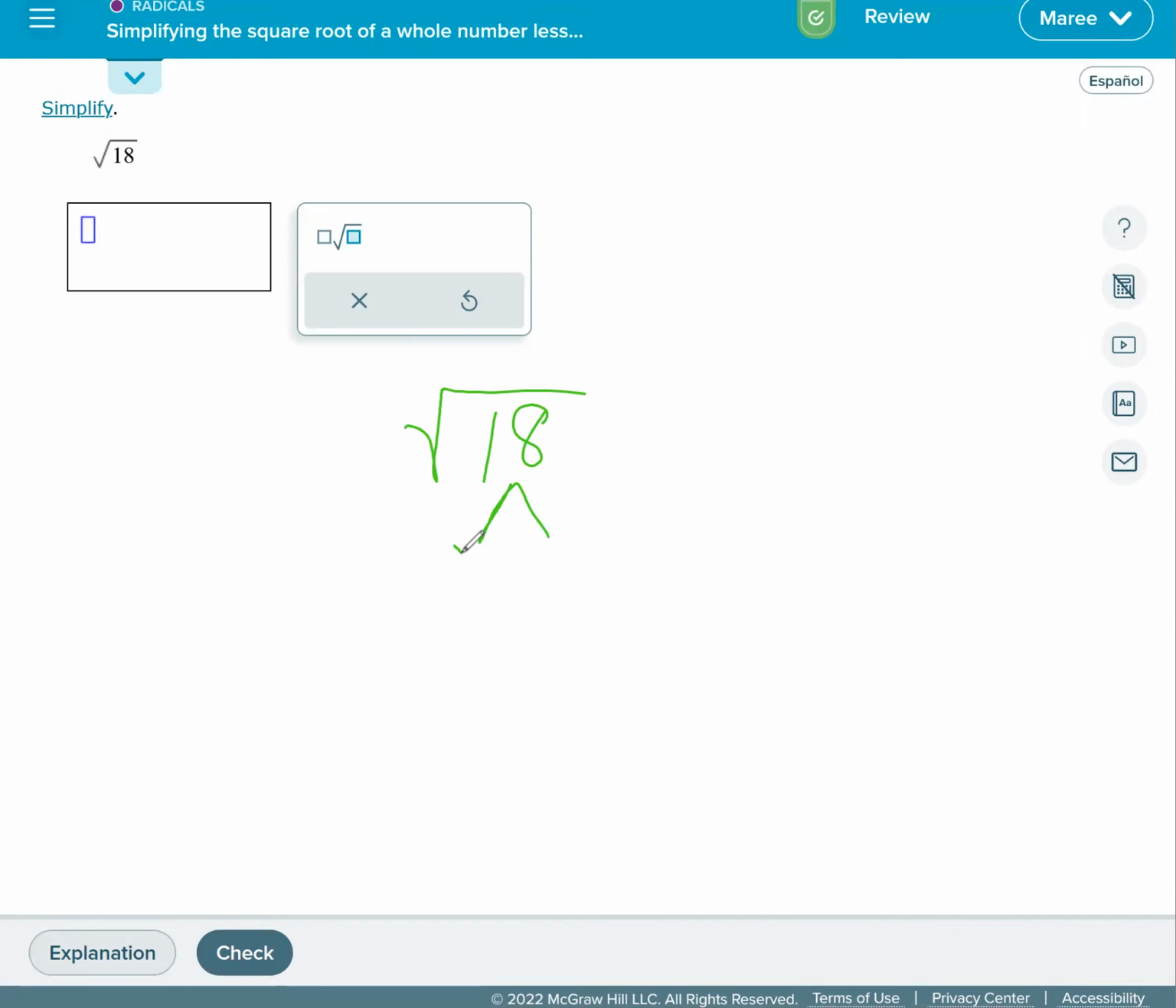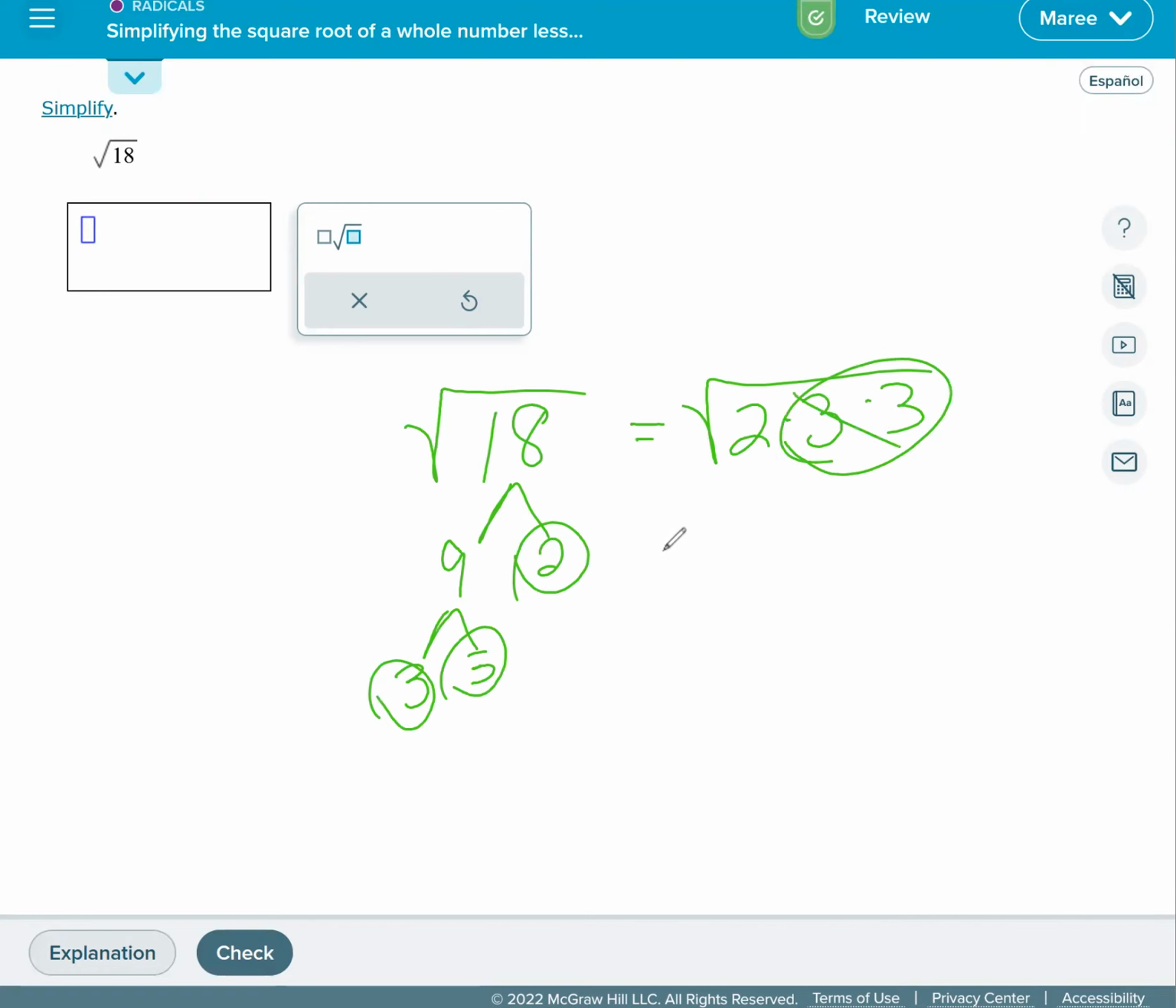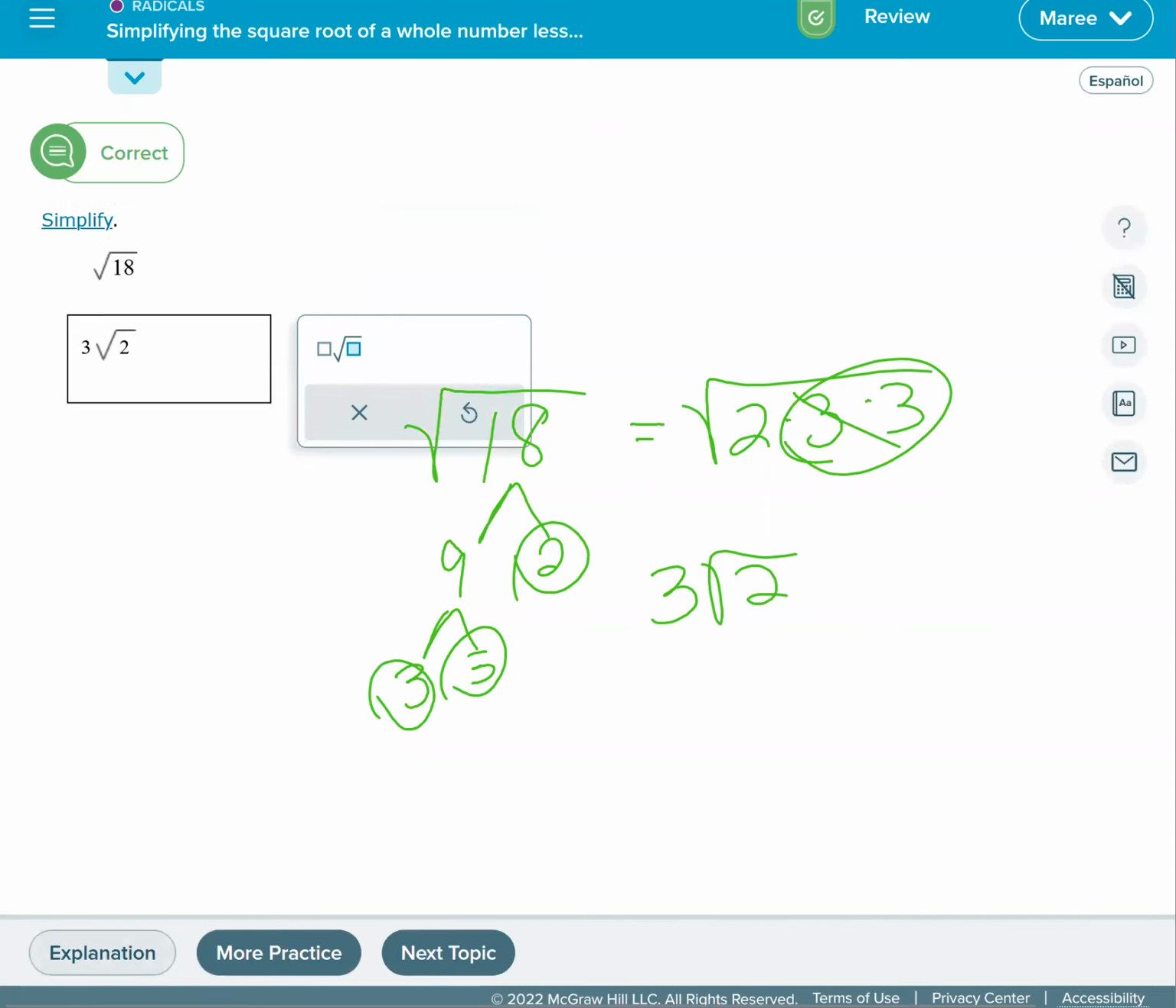So 18 is 9 times 2, and 9 is 3 times 3. So I'm going to rewrite the square root of 18 as the square root of 2 times 3 times 3. I find my doubles, so I can write 3 on the outside and the square root of 2. The 2 has to stay on the inside. So I'm going to type in 3 square roots of 2. And that is the end of the lesson.